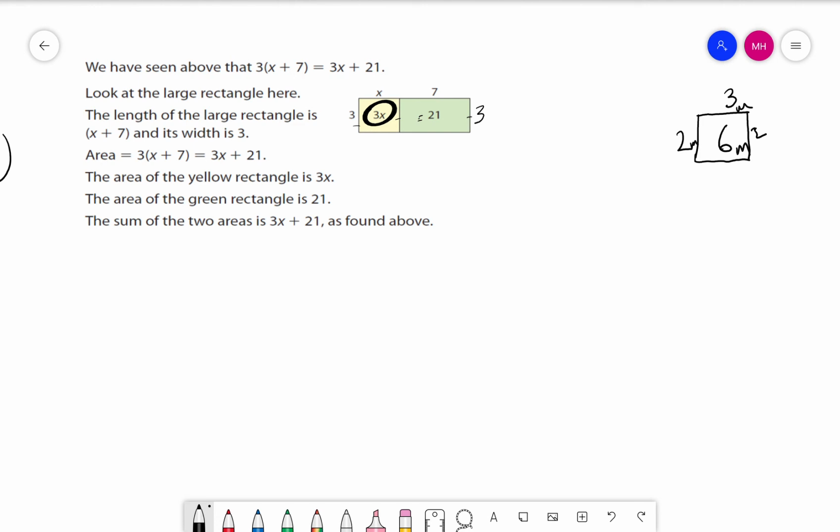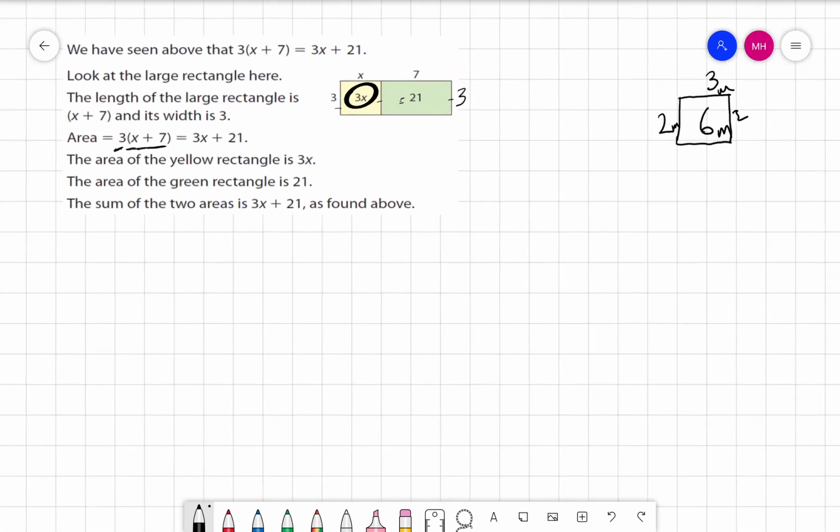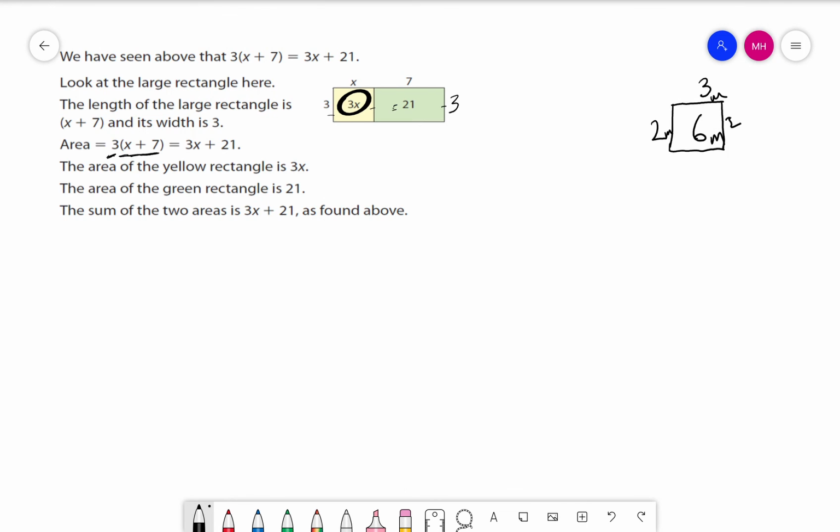Look at the large rectangle here. The length of the large rectangle is x plus 7. So they're saying that from here to here is x plus 7. And its width is 3. So what's its area? Its area is going to be width by length, or length by width, 3x plus 21. So you can do that and apply that to any time you're asked to multiply something.